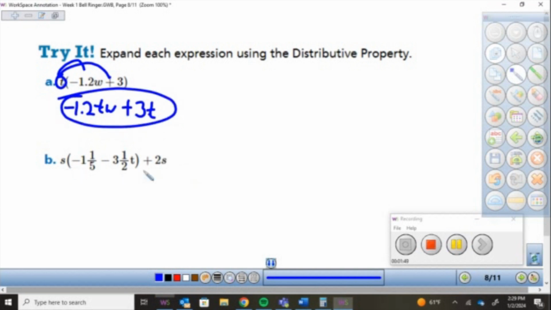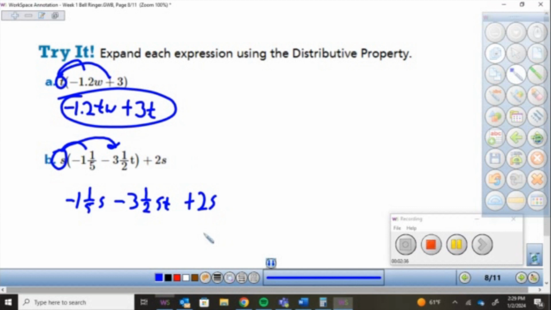For the second one, we have a lot going on down here, but it's okay. We're going to make it work. We have a common factor of s being multiplied by -1 1/5. So we have -1 1/5 s. That s also gets multiplied to the second term, which is -3.5t, which becomes -3 1/2 st. Then we have that plus 2s over here.